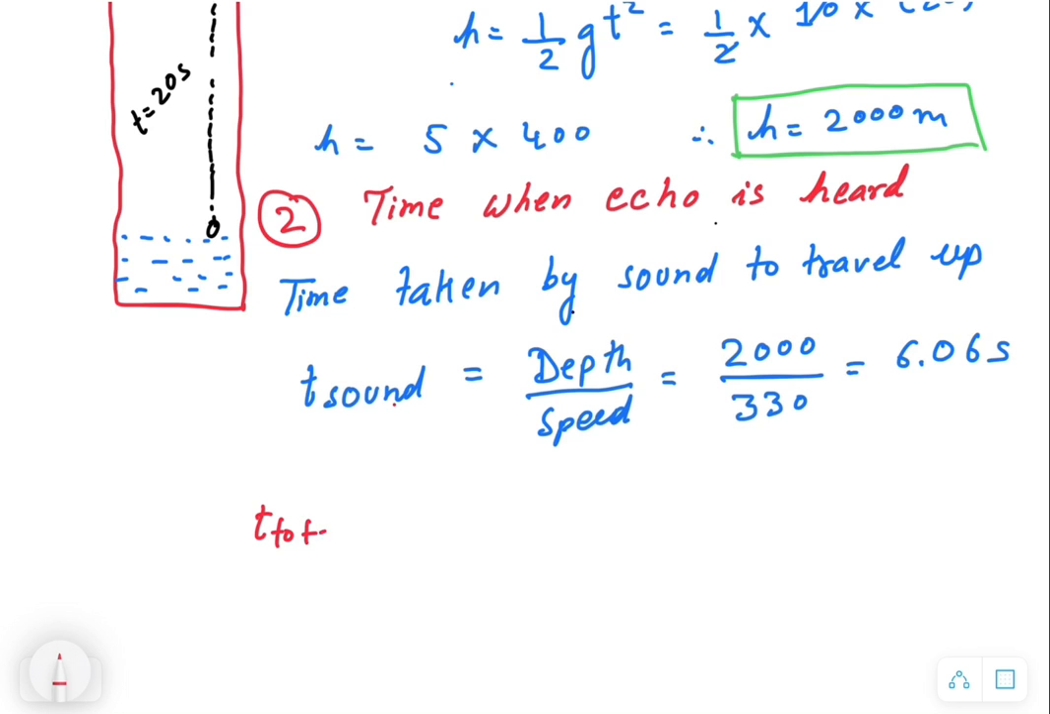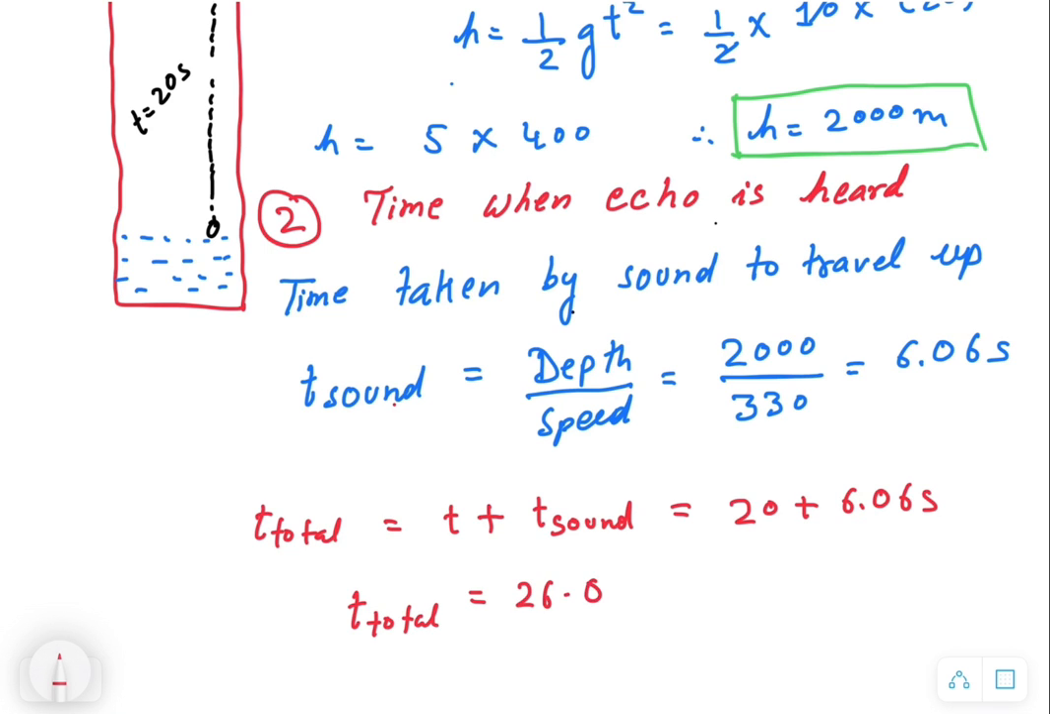The total time when echo is heard, t total, would be the time taken by the pebble to reach the water surface plus the time taken by the sound to reach up. So this would be 20 seconds, which is already given in the statement of the problem, plus 6.06 seconds. So total time would be 26.06 seconds.